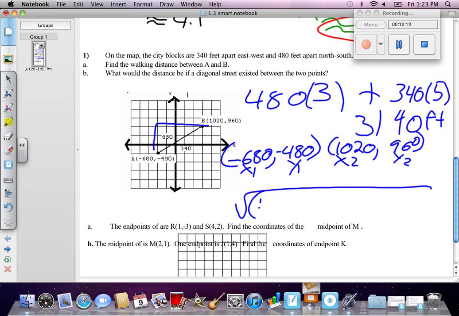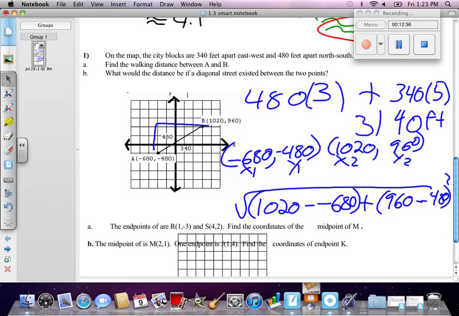and then we just stick it in that lovely formula again, which is x2 minus a negative 680, because that's x1, plus y2 minus a negative 480, because that's y1. Now I'm going to just stick this in my calculator.